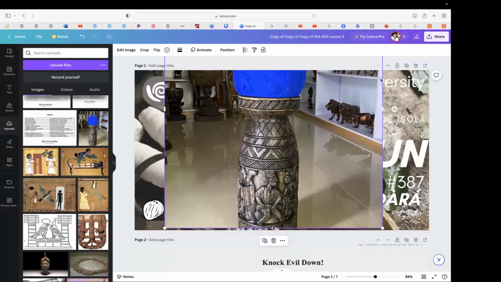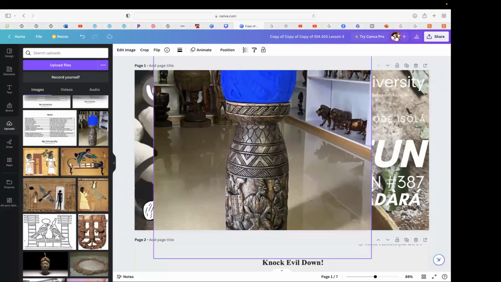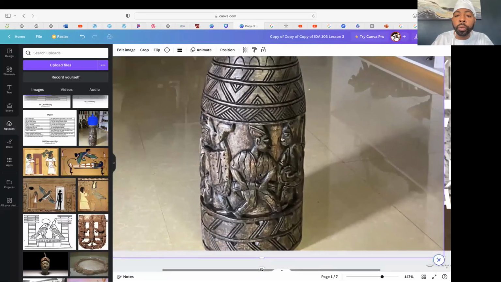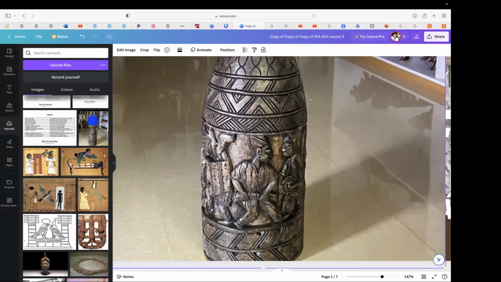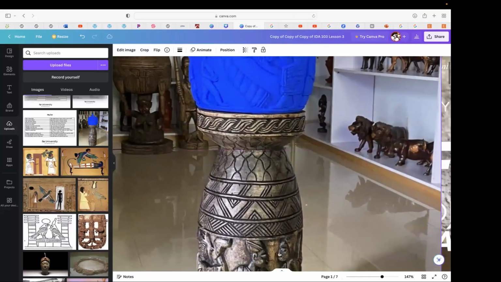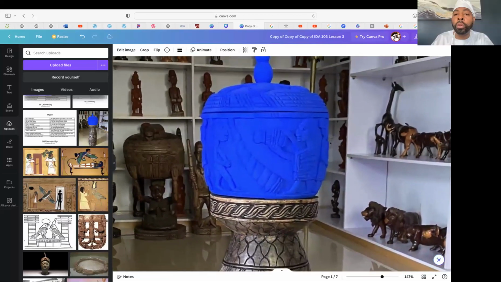Yeah, it is true. Can you see it? Okay, yeah, these are nice. It's a decorated stool. Look at it. Very, very unique.